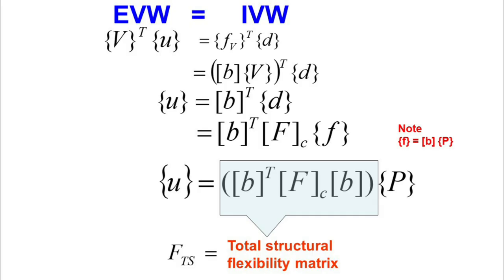So now we have a relationship connecting the external displacement vector u with the external force vector P, and this is basically connected by B transpose Fc B. Hence, by definition, this term B transpose Fc B must be the total structural flexibility matrix. This is analogous to the total structural stiffness matrix we had derived in the case of the direct stiffness approach. So we now have our final expression for FTS.